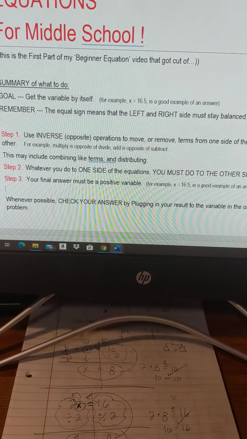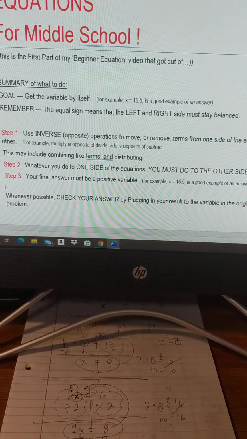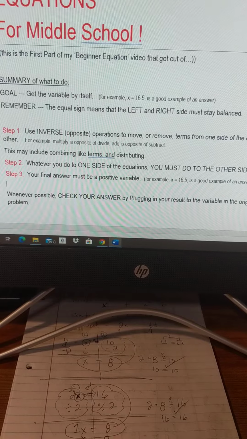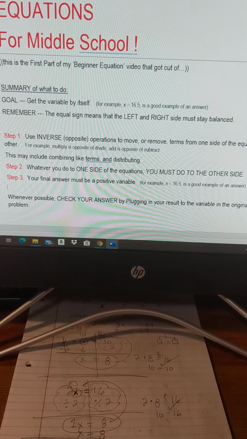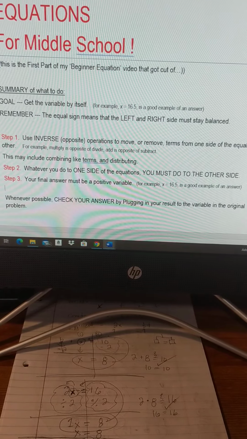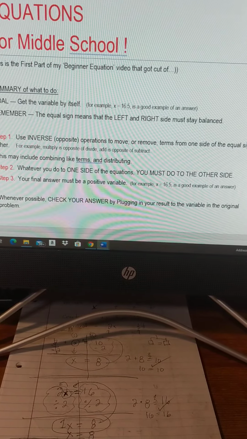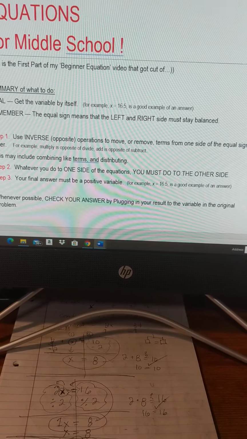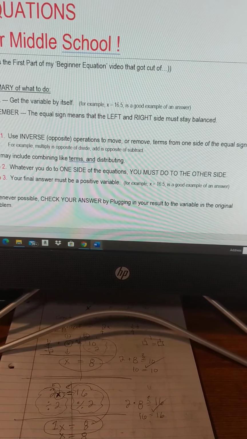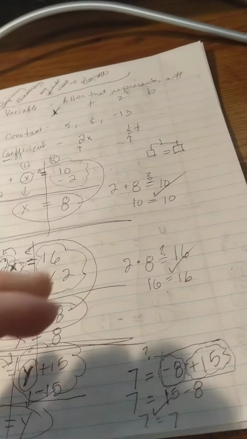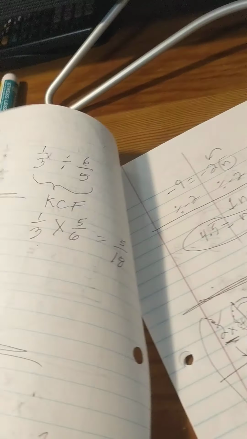Basically, the more advanced equations get, the more you just need to know fractions and negatives and square roots and all the other kinds of stuff that come after the beginning part of equations. So get the variable by itself. Use inverse operations to get the variable by itself. What you do to one side, you must do to the other side, and your answer must be a positive variable. Check it when you can. And that is the beginning part of my introduction to the beginner equation video.